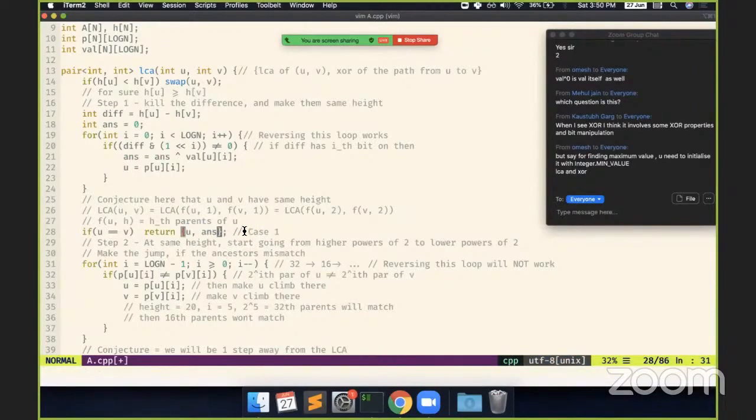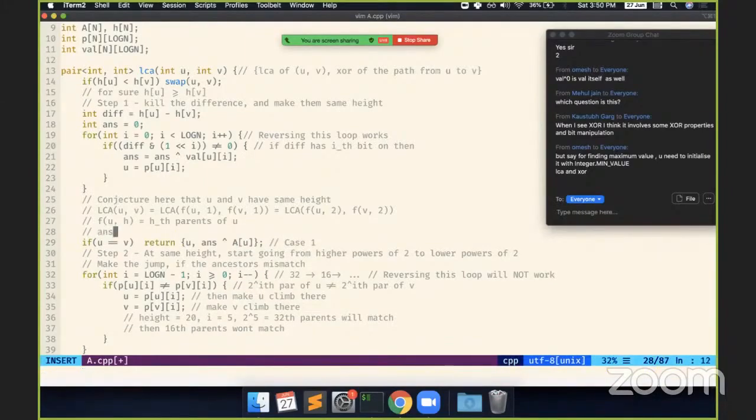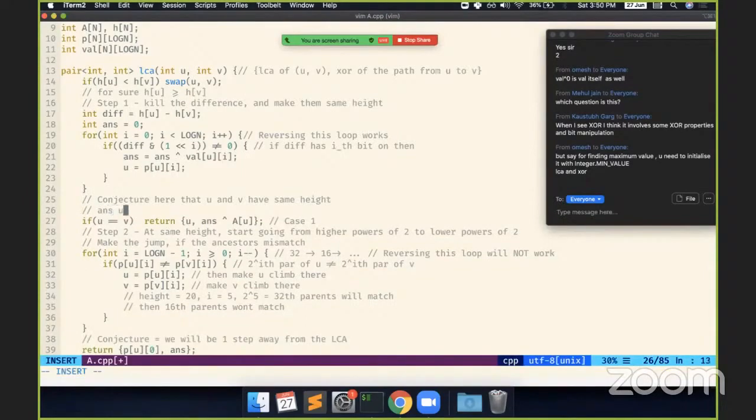You're done. Let's think. Had U and V been the same, this difference would be zero. You'll come here. You won't return the correct thing, notice. So you need to actually XOR it with the last thing. Do people get this? The answer up till here does not include the last value. Had you printed just the answer, it would be wrong. You actually need to XOR it with A U itself also. If you don't get it, please speak up or put it on the chat.